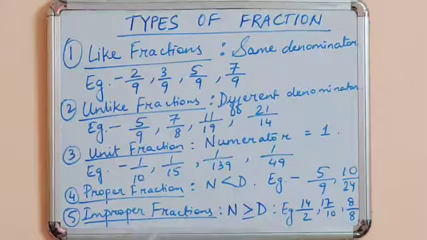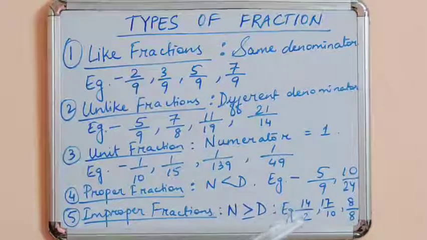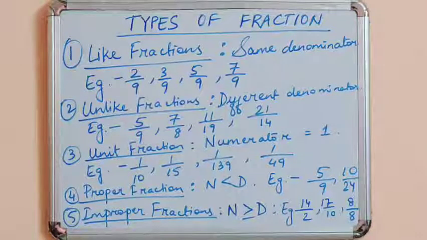Number 5, improper fractions. Improper fractions are the fractions in which numerator is either greater than the denominator or numerator is equal to the denominator. This sign is known as greater than equal to. So examples are 14 by 2. Here 14 is the numerator and 2 is the denominator. So 14 is greater than 2. That means numerator is greater than the denominator. So 14 by 2 is an improper fraction. Similarly, 17 by 10 is also an improper fraction.